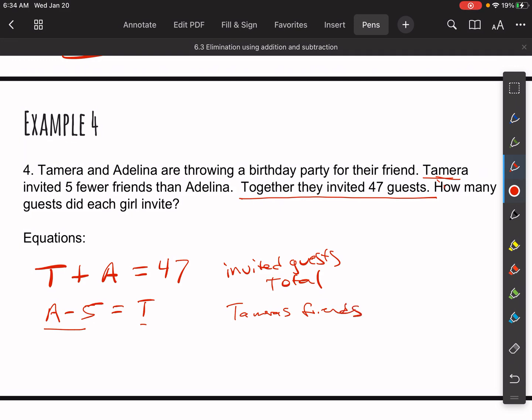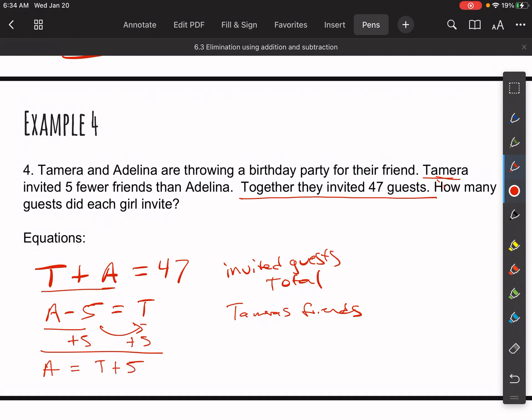Okay, so we have a system here. What I need to do now is rearrange the system so that I can solve it. I want a T and an A over there and the 5 over on this side. So let's go ahead and do that. Let's first add 5 to both sides. If I do that, I get A equals T plus 5.